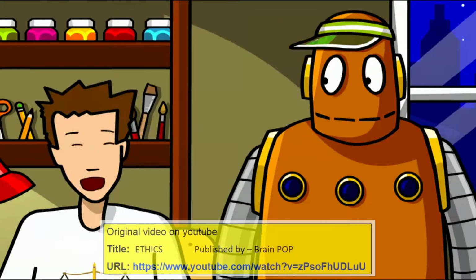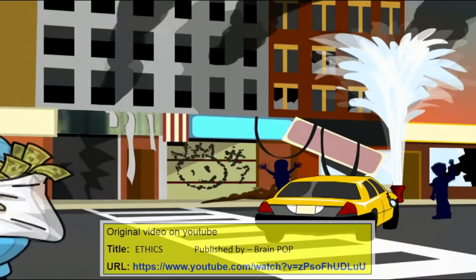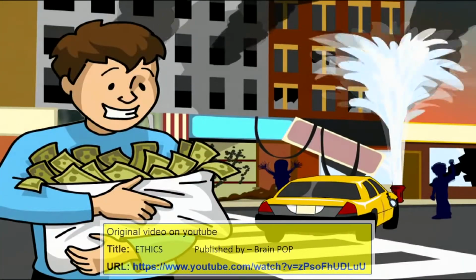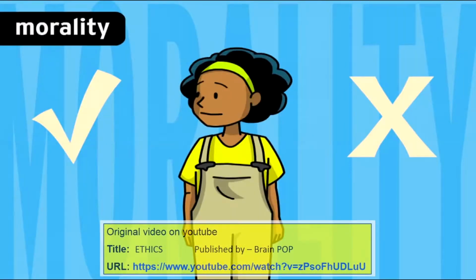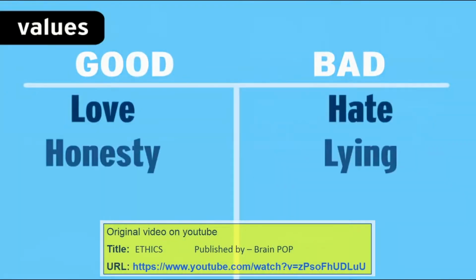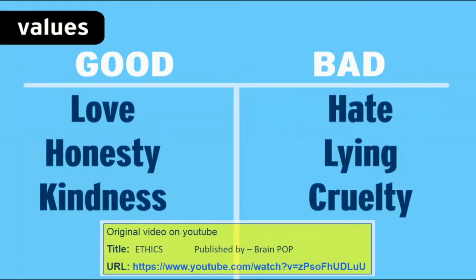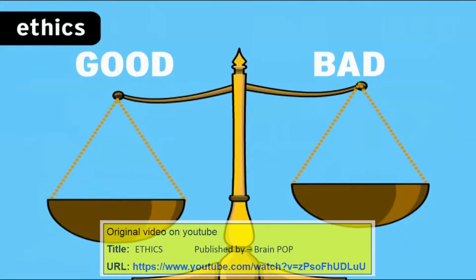Can you imagine what would happen if everyone acted on these desires? Yep, total breakdown in society. Fortunately, we've evolved a sense of morality, or right and wrong. This sense guides us to believe in certain values. Lying is wrong, kindness is good, that sort of thing. Values, in turn, help us make ethical decisions, choices that we feel good about. So you can think of ethics as a set of guidelines for behaving morally.